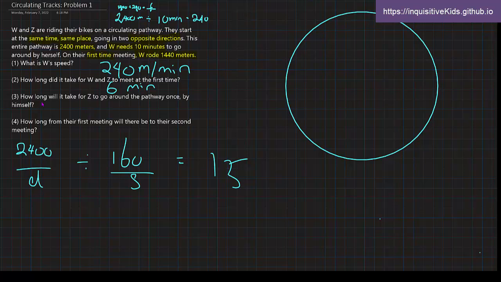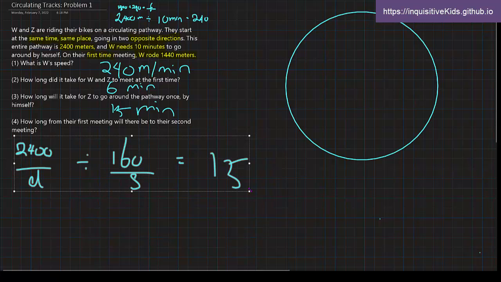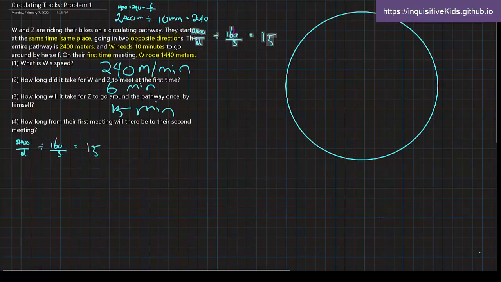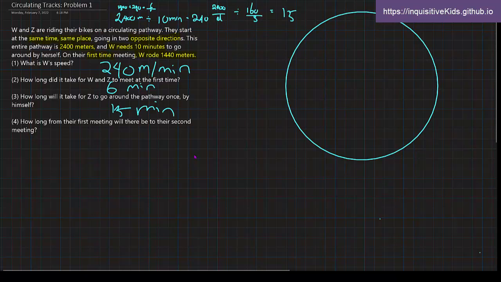So how long will it take for Z himself to go around the pathway once? Well, that would be 15 minutes. Alright, so now we will be looking at the final problem. How long from their first meeting will there be to their second meeting?